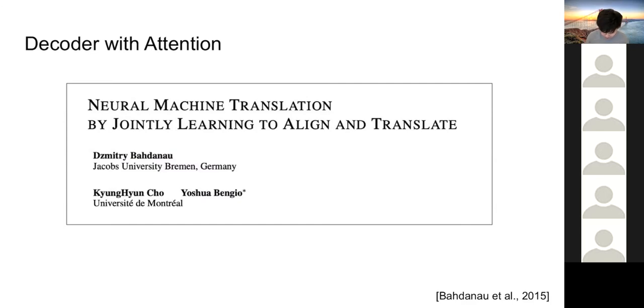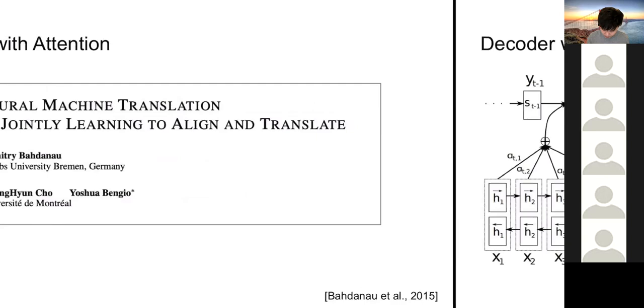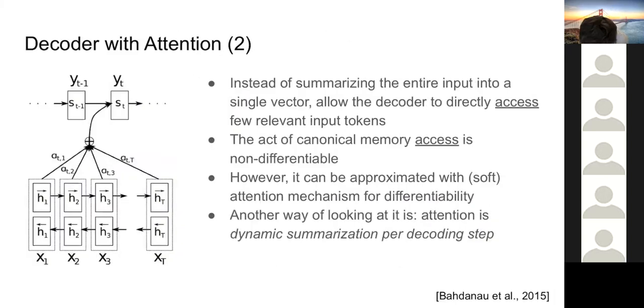So what they did was, because your bottleneck is basically trying to summarize the entire input sequence into a single vector, why don't we have a method to look at the tokens directly from the decoder side instead of having just one vector to look at? So this is the concept: instead of summarizing the entire input into a single vector, we want to allow the decoder to directly access a few relevant input tokens.